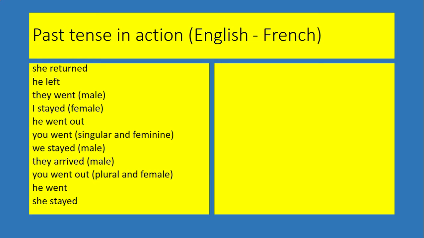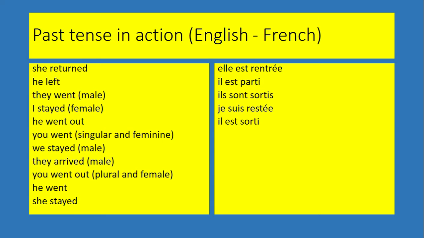Here are the answers. She returned, elle est rentrée, add an extra E because the subject's feminine. He left, il est parti. They went, ils sont sortis. That should be they went out, ils sont sortis, but notice they went would be ils sont allés. So apologies for that, but notice that the S is added onto the participle. I stayed, je suis resté with an extra E because I said it was a female I.